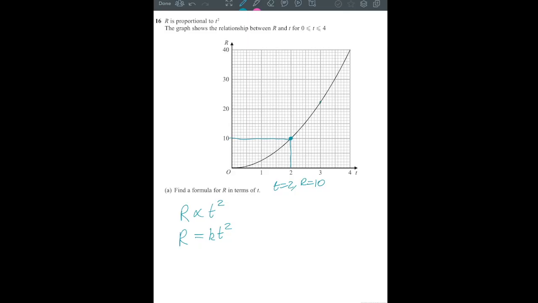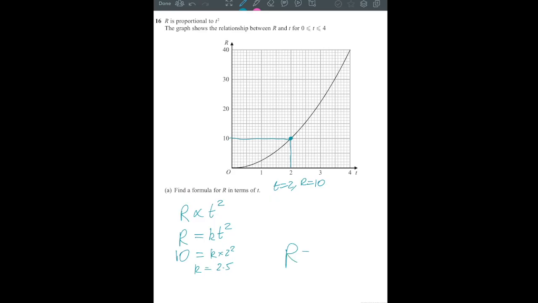Of course, I could have chosen any coordinate, but the more obvious that it is on a grid square, the more accurate you will be. So subbing that in, the r is 10, k times 2 squared, so the k is 2.5.